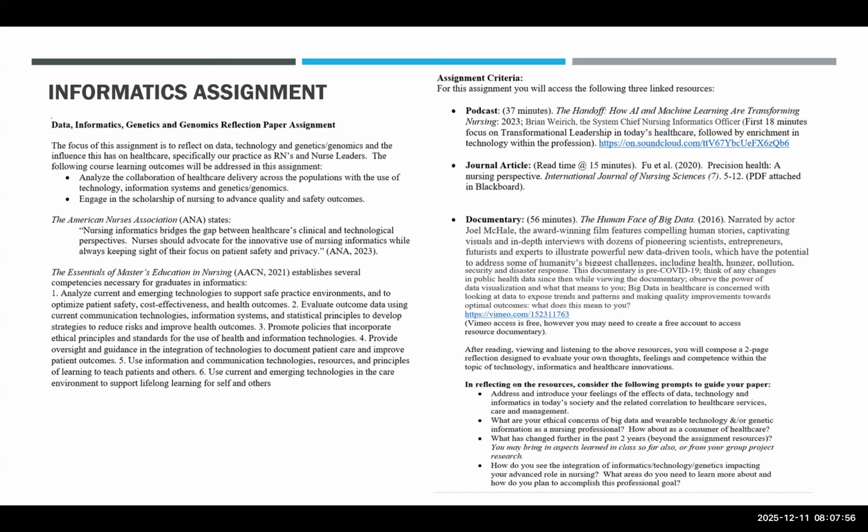That's done purposefully, right? Because it's about the human face of big data. We're talking a lot about data and big data and technology and all those kind of things in this class. We want to make sure that you're really looking at something that's pre-COVID. Where were we at? Where are we going? That is the theme for this assignment.